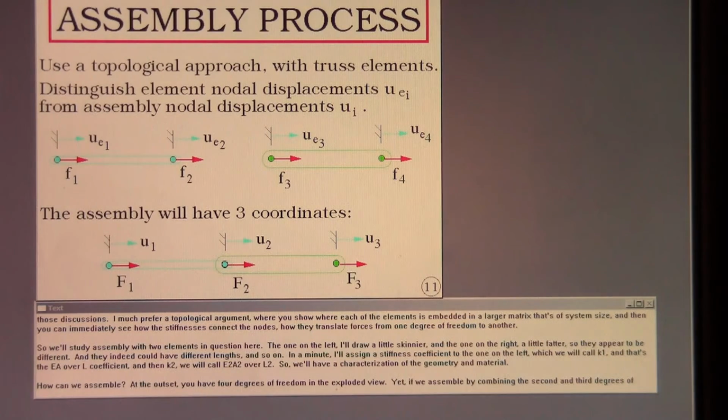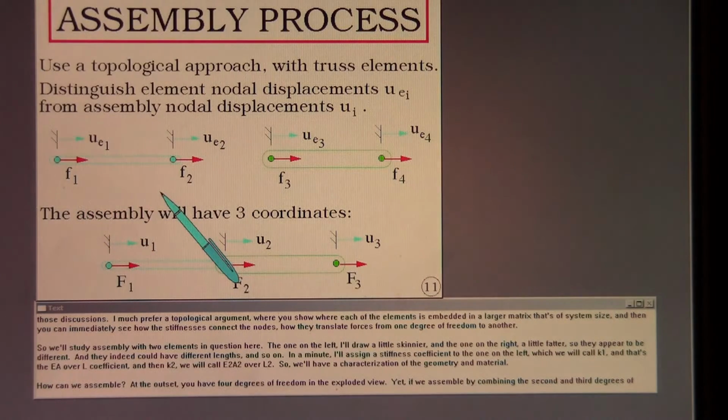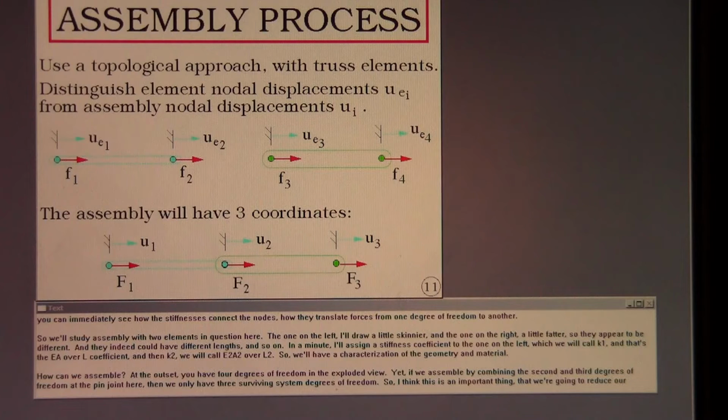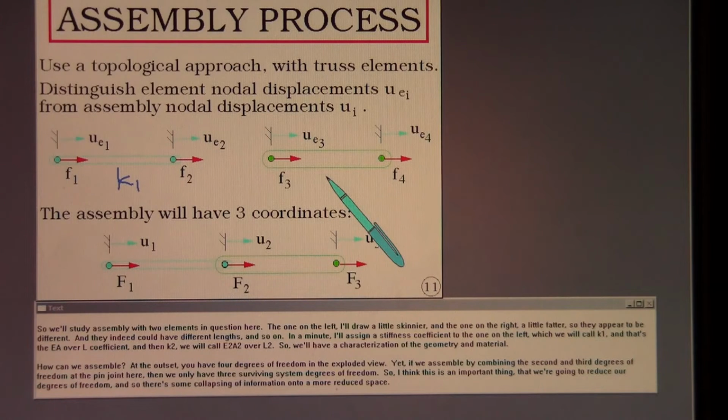So we'll study assembly with two elements in question here. The one on the left I'll draw a little skinnier, and the one on the right a little fatter, so they appear to be different. And they indeed could have different lengths and so on. In a minute, I'll assign a stiffness coefficient to the one on the left, which we will call K1, and that's the EA over L coefficients, and then K2 we will call E2 A2 over L2. So we'll have a characterization of the geometry and material.